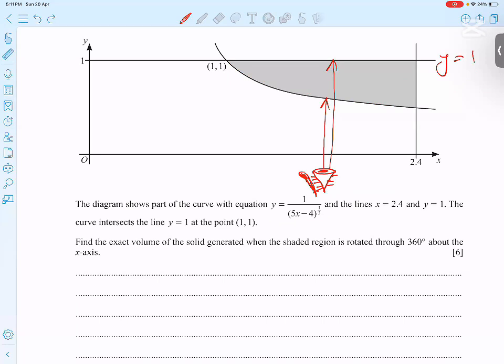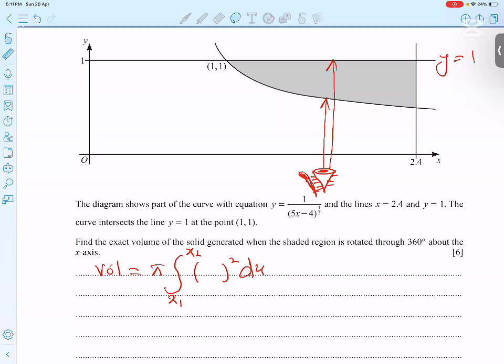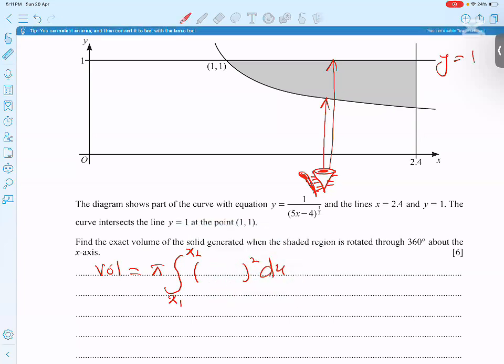So what is our planning? Line minus curve. So the volume formula basically is what? Pi outside, and here x1, here x2, y squared dx. This is the basic formula. But what we'll do is erase the y here, and we are going to introduce the line here.